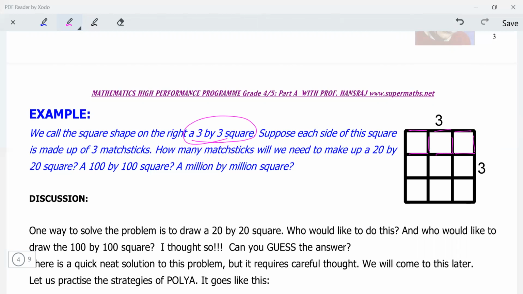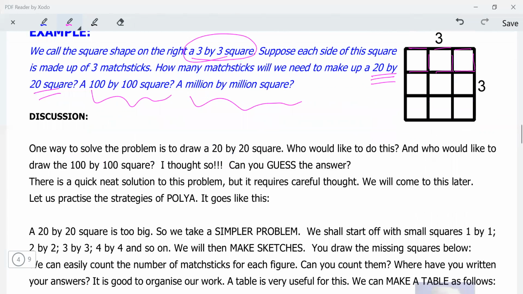Now, once you work that out, we're going to ask you the more difficult problem. What if you were to construct a 20 by 20 square? How many matchsticks will there be then? Do you think it'll help to draw such a big picture? Well, maybe, but it's quite complicated and difficult to count that way. How about a 100 by 100 square? You must agree that that will be impossible to actually draw and count from there, right? Or I could make it worse, a million by million square. These are certainly very difficult numbers to work with, so big.